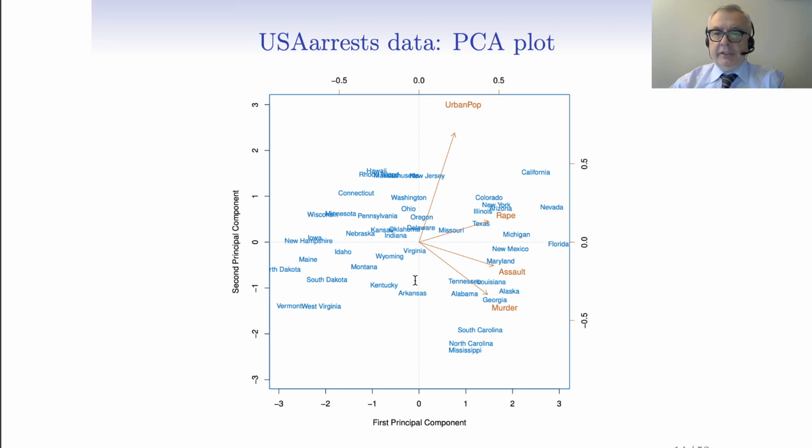Okay, and this is what we get if we consider just the first 2 principal components, and this is called a biplot. Look at this. You have first principal component and second principal component, and you can have all states plotted in this plane. How is it possible? Well, we are just projecting the 4 features of each state on the first 2 principal components.